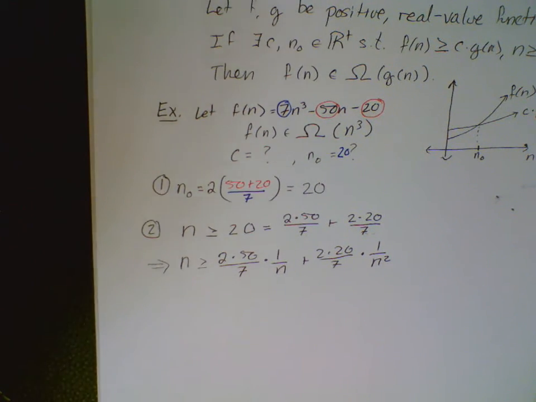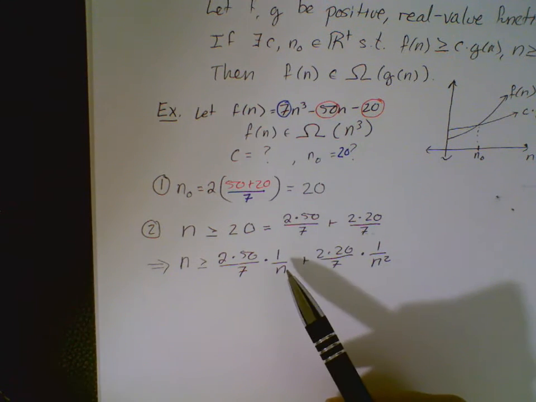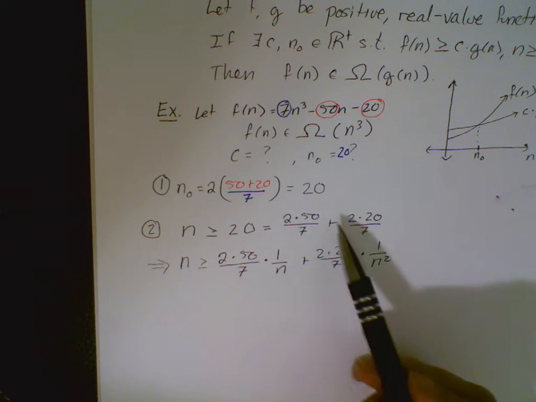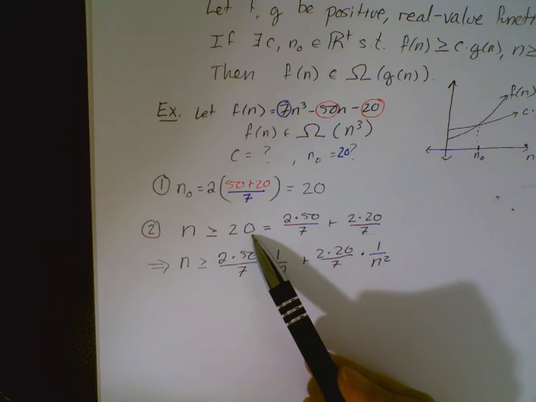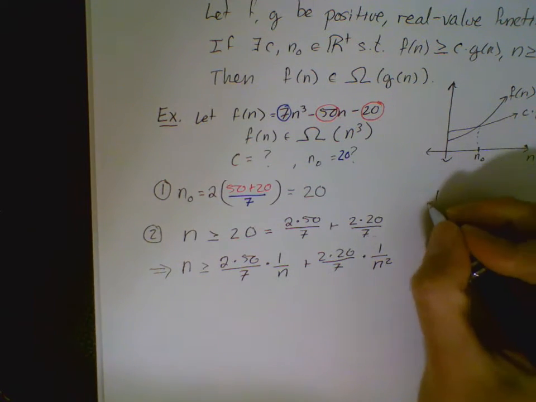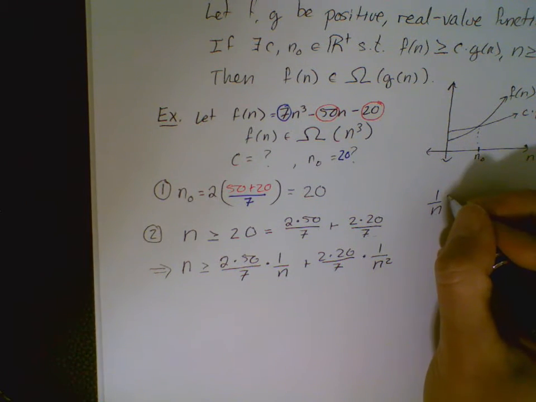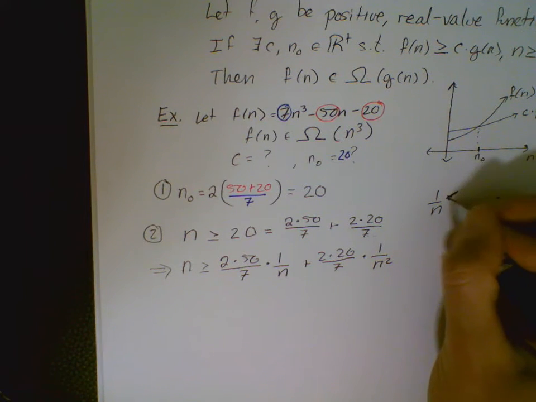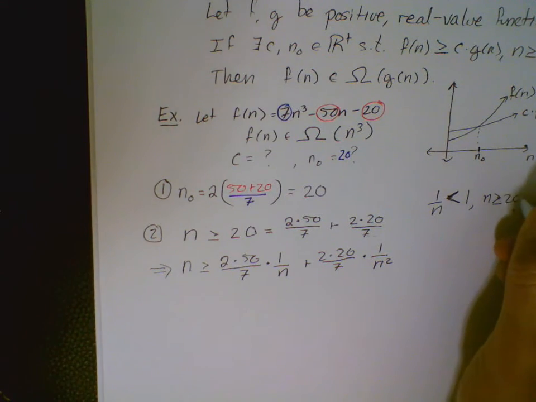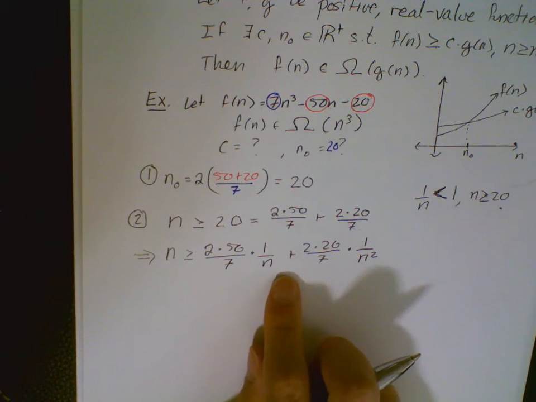And now let's just check to make sure that this is valid. I'm saying 1 over n is less than 1. Is this true? Well, if you go back to our assumption, n is greater or equal to 20. So since we have n is greater than 1, then yeah, 1 over n is going to be less than 1 for all our values n greater or equal to 20. So this is the valid thing we're doing here. This implication holds.